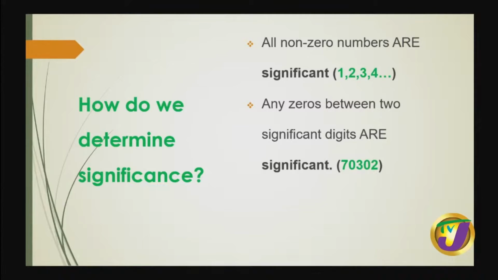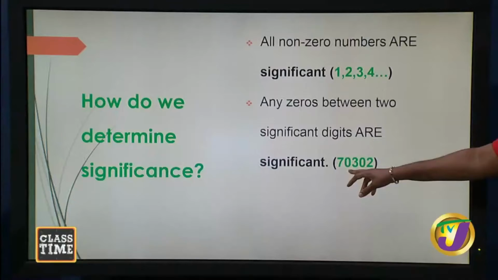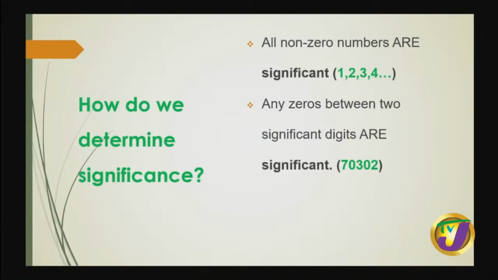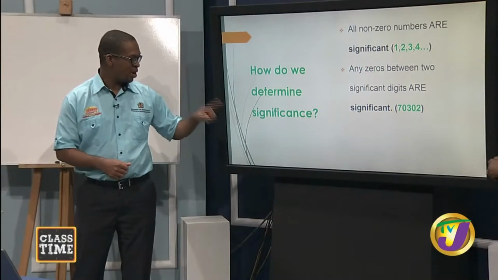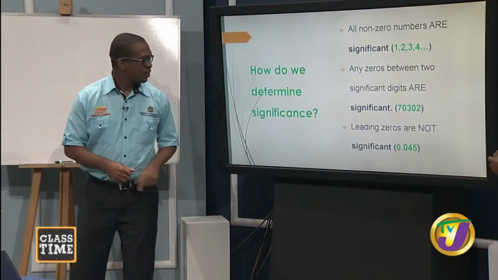Any zero between two significant digits is significant. In this case, you're seeing a zero between the 7 and the 3. So that digit in that place makes the digit significant. So this zero now becomes significant. And this one? Yes. Now, those two digits are significant because of the place that they fall. Right, they fall between two non-zero digits. Okay, good.